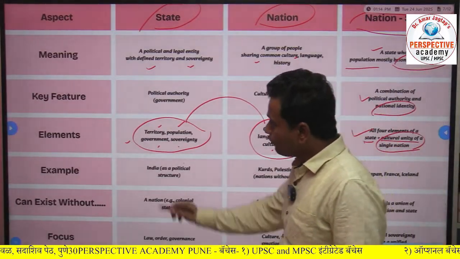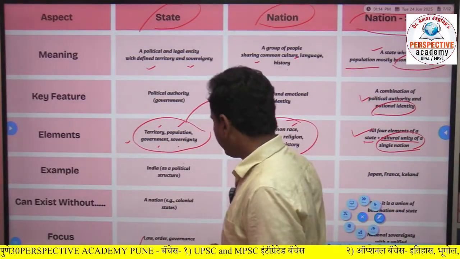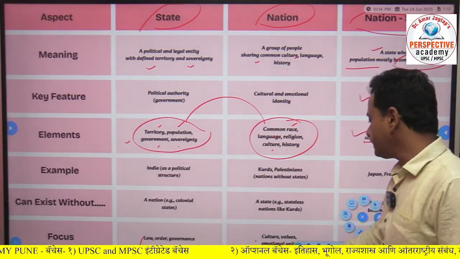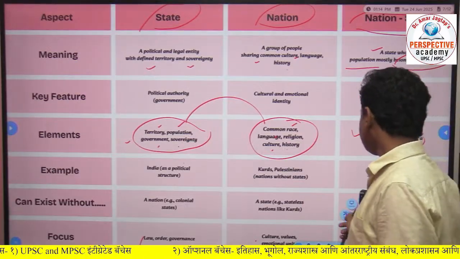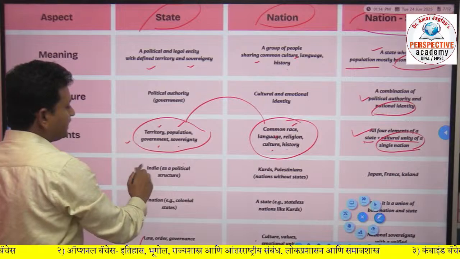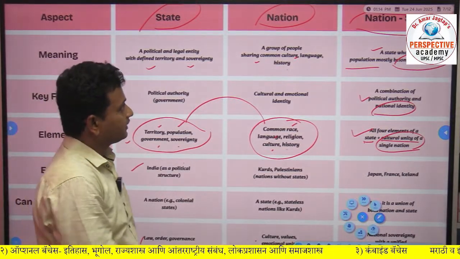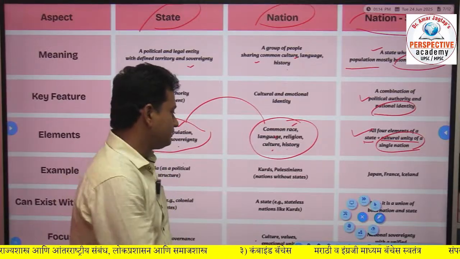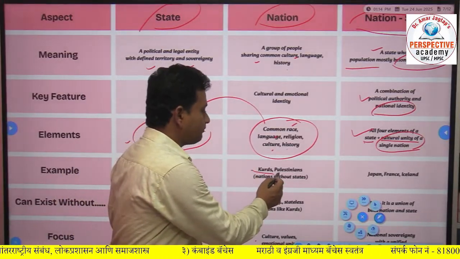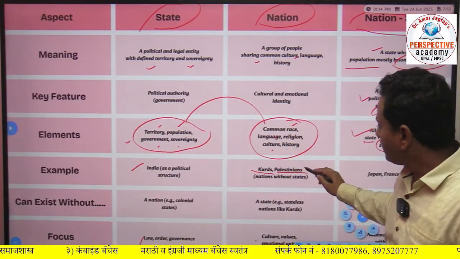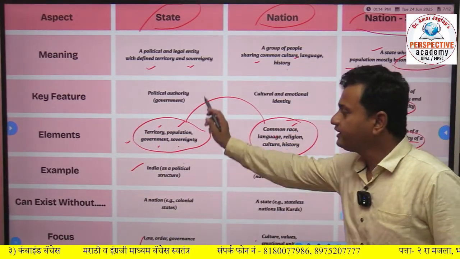Clear? The focus area of state is law and order and governance, and the focus area of nation is culture, values and emotional unity. So the example of state is India as a political structure. And the example of nation is, as you know, in the Middle East there are groups called Kurds and Palestinians in the recent Israel-Palestine conflict. These are nations without defined territory.